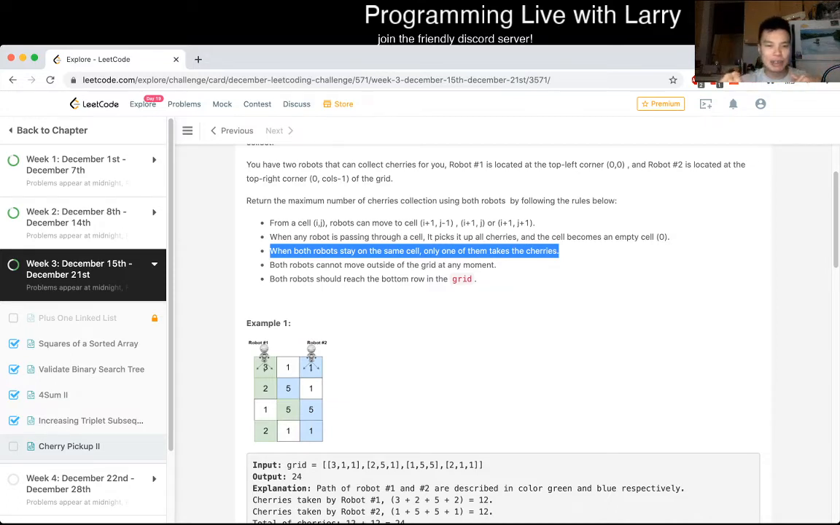If that wasn't the criteria, if both of them could pick the cherries up, then they're just independent, right? You could do one and then do the other, and it doesn't really matter. But you have to take care of the special case where they're both at the same cell. And the only time they could both be at the same cell is if they've moved down the same number of times. So that was my logic, and from that observation I just moved them both at the same time, because if they're at the same cell at the same time, then only one of them can take it, and you just do the math.